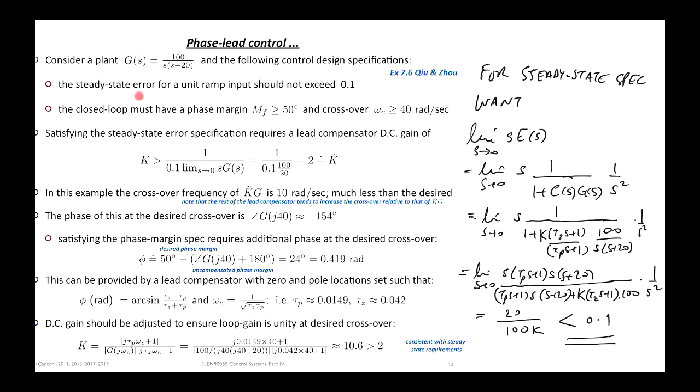We're after a steady state error for a unit ramp reference input that doesn't exceed 0.1. Okay, let's suppose our transient specifications are consistent with having a phase margin more than 50. That's quite a substantial phase margin. You wouldn't expect to have much oscillation in the closed loop step responses. And a crossover frequency of more than 40 radians per second. So that's going to be pretty fast. You would expect, with the phase margin being this large and the crossover frequency being 40 radians per second, for the settling time to be quite short.